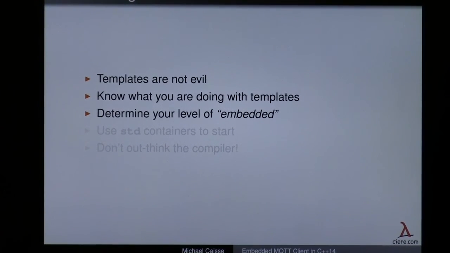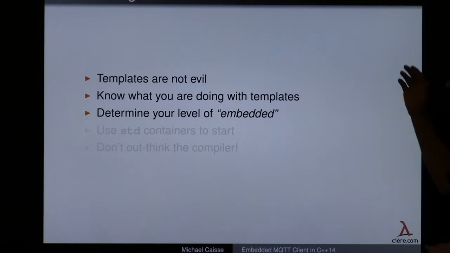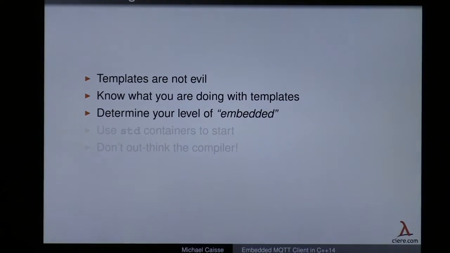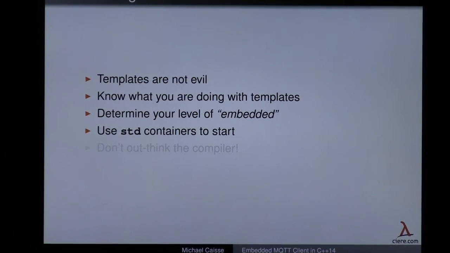So know what level of embedded you're dealing with and go for it. And start to use the standard containers. It's a good place to begin. The standard containers have decent interfaces. And so if nothing else, at the end, when you replace the container, you already have a bunch of code that's just going to work. And now you're only worrying about why your container didn't work, why your pool allocator wasn't quite right, or whatever it happens to be. And then don't try to outthink your compiler.